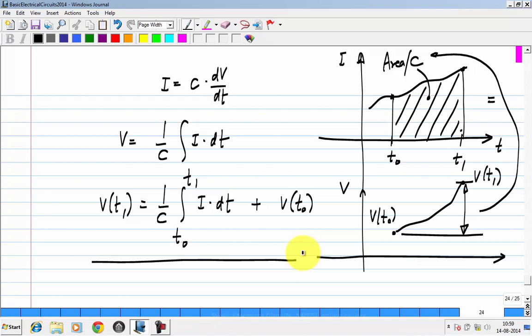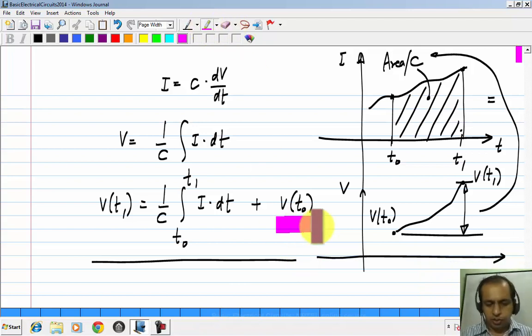Now, because of this integral relationship, there is some memory, right? The initial value of the capacitor's voltage appears here. So, a capacitor is said to be an element with memory. It remembers what happened before. The voltage at a particular instant is not related to the current at that instant, but the current at all the previous instants. So, that's why a capacitor has memory. This is also apparent from the terminology normally used to describe a capacitor, like it stores charge and so on.